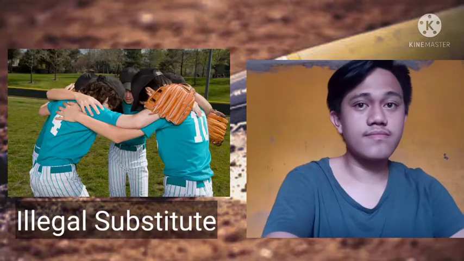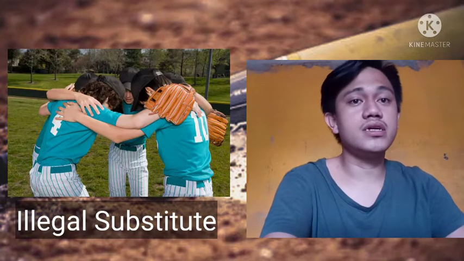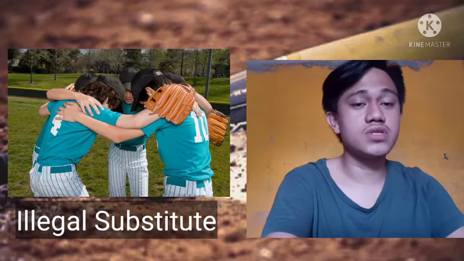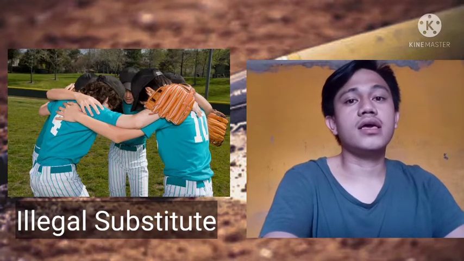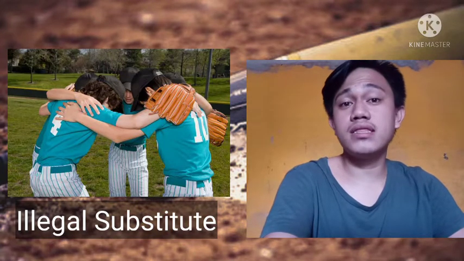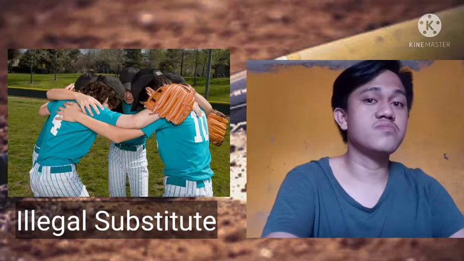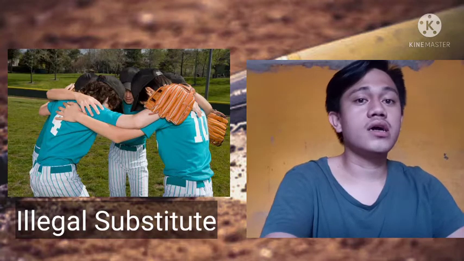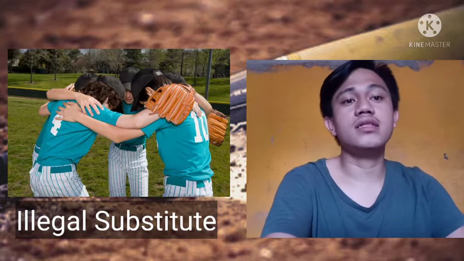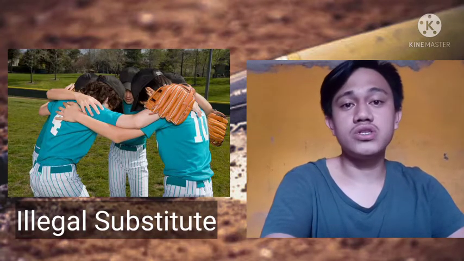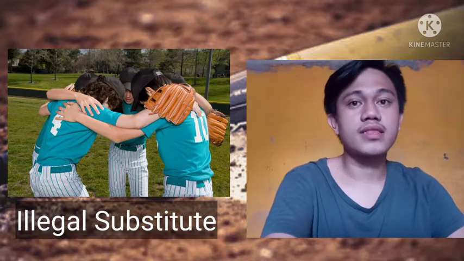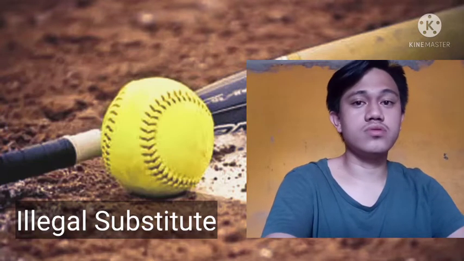And section 47 is the illegal substitute. An illegal substitute is a player who has entered the game without being announced to the umpire. And a replacement player remains in the game and is announced in substitute for a withdrawn player who has not returned to the game within the time permitted by the provision of the replacement rule. That's called illegal substitute. Section 48, illegal batted ball.